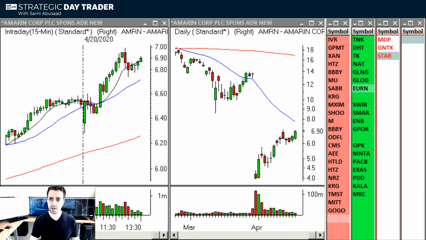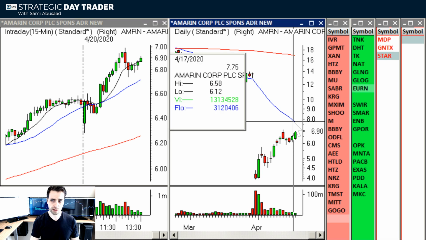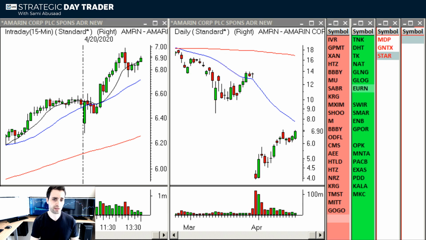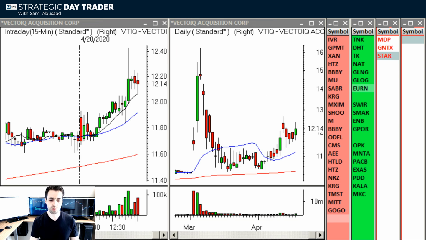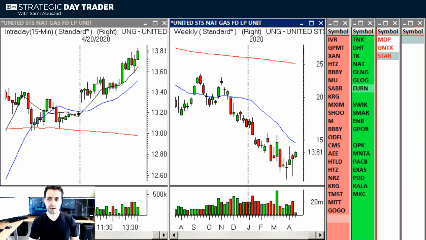Amrin looks higher, but it's already late as an entry on the intraday, though it looks higher at least to the 20 MA on the daily chart. VTIQ, I'll take a look. Not sure, don't like it that much. UNG, let me look at it on multiple time frames. It's transitioning on the daily chart. I'm neutral on it. The larger time frame is still bearish. I'd say short-term bullish.